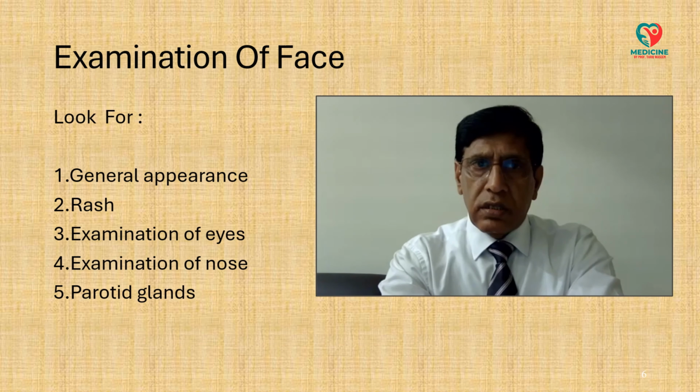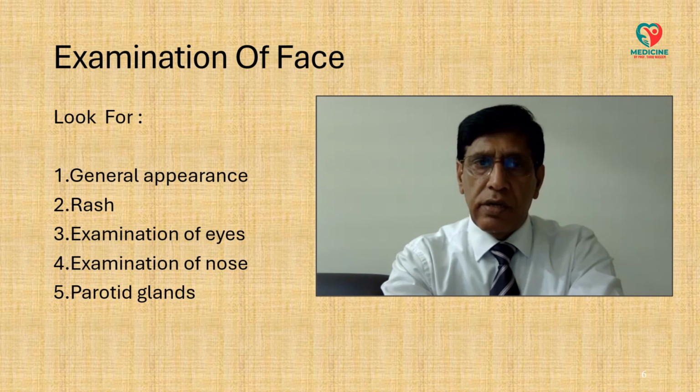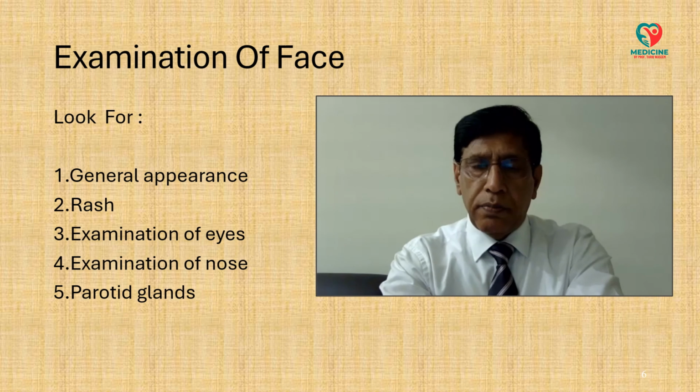When examining the face, you start with the general look or general appearance or facial expression. You notice any rashes over the cheeks or forehead or over the face. You look at the eyes, both the external examination and examination of the conjunctiva, cornea, and the whole of the eye. You notice any peculiar appearance of the nose or any nasal obstruction, and linked to that are the parotid glands and ears.